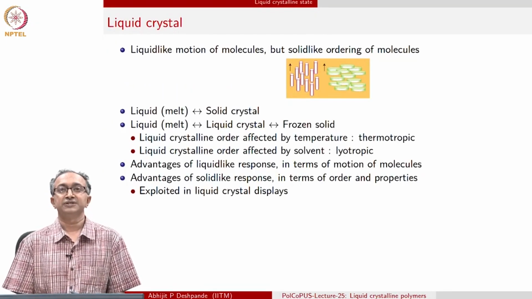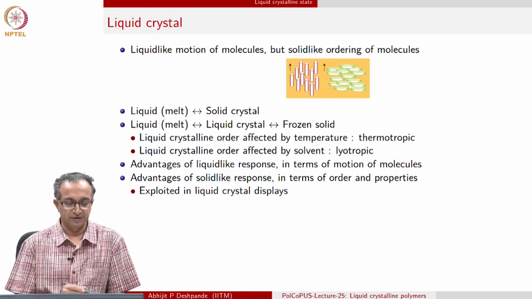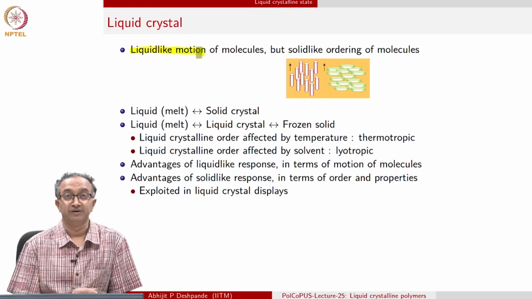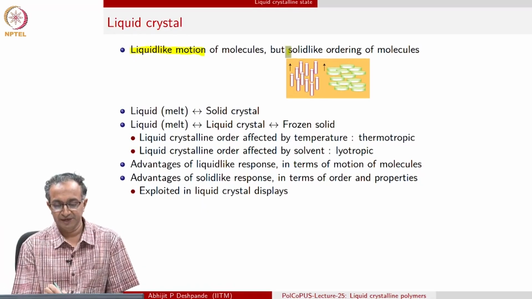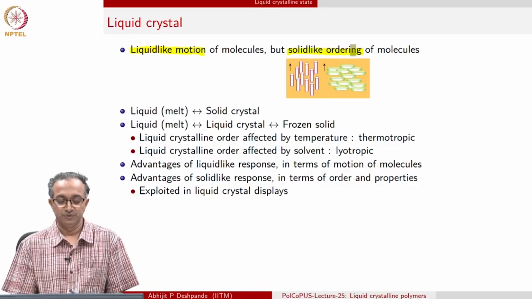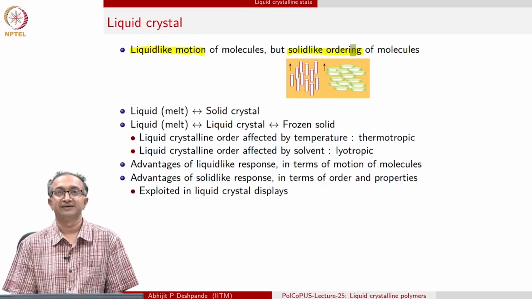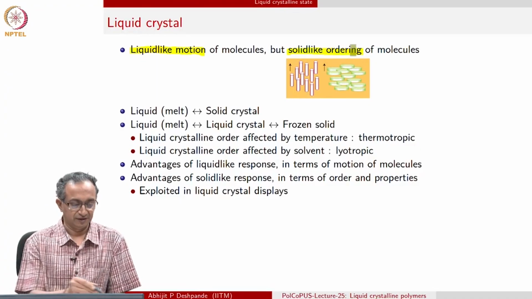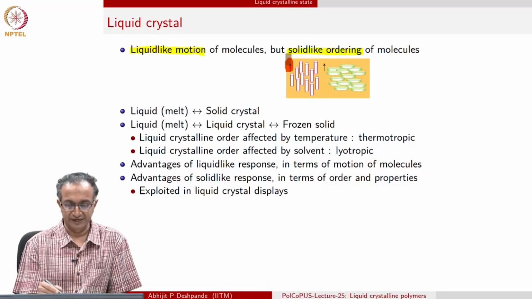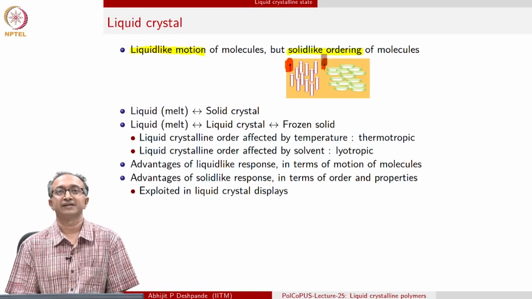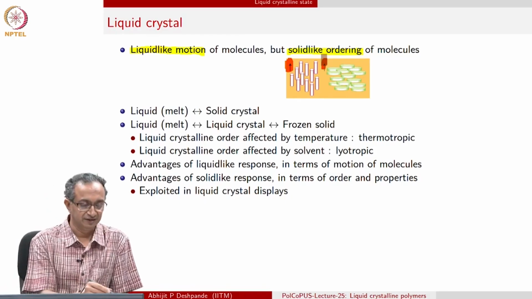And so, liquid crystals are materials where there is a liquid-like motion of molecules, but at the same time there is solid-like ordering. So, here for rods or discs the ordering is clear. For example, with the arrow which is shown here, you can clearly see that there is an orientation which we can assign for the disc or for the cylinder.